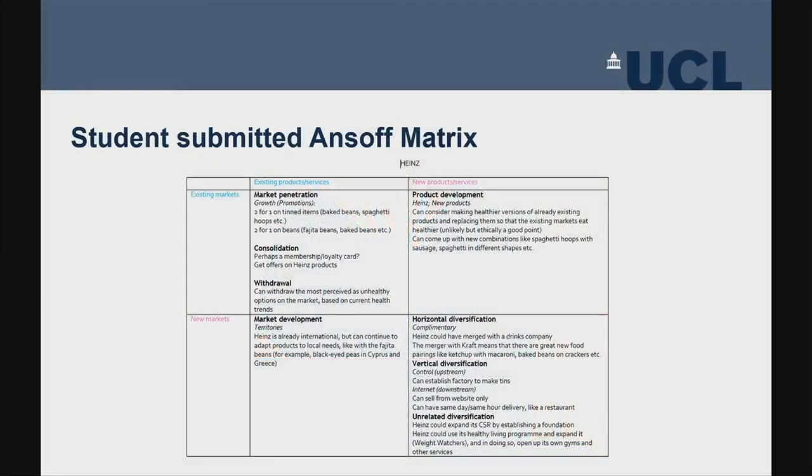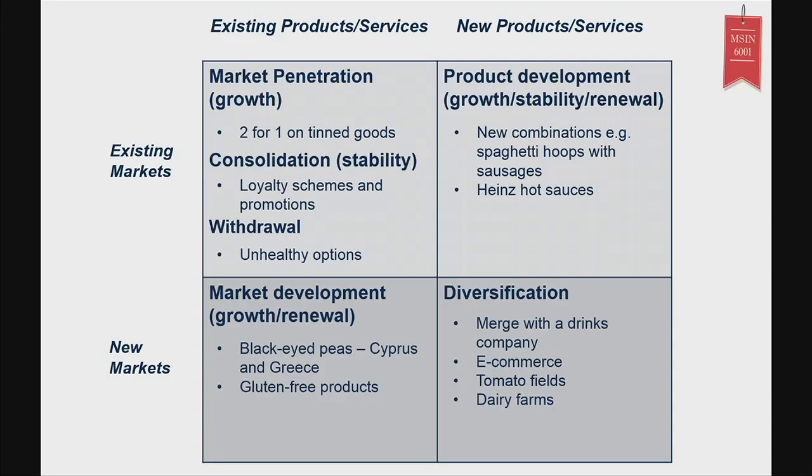So here, another example is this student submitted this ANSOS matrix, and she then takes that, summarises it in her slides. She used to use slides from the textbook, now she can actually use students' own work, and they can then see the link between what they're doing in the pre-class activity and what they're actually covering in class. So they're motivated to actually participate.